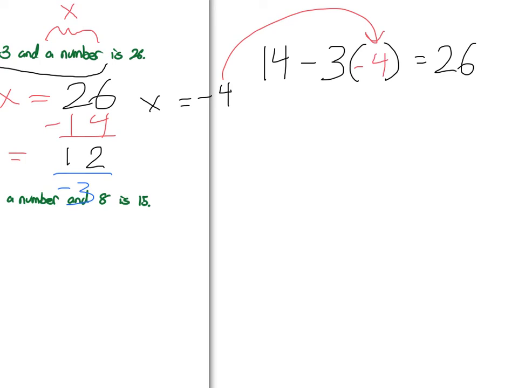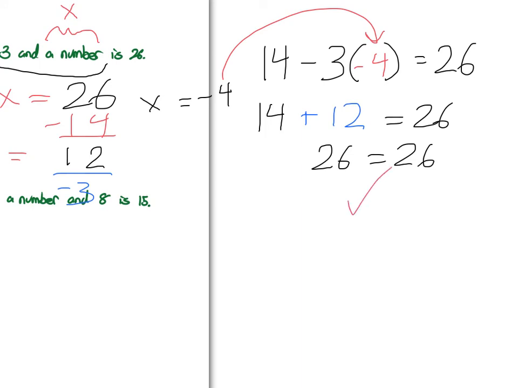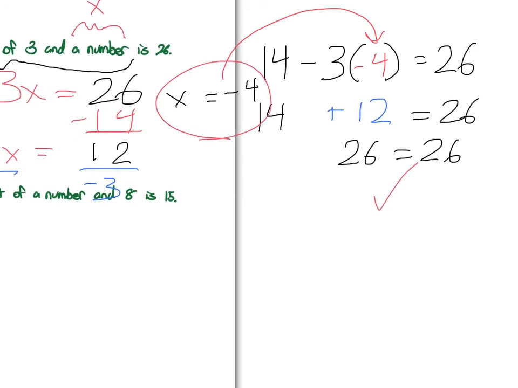Careful. Proper order of operations now, because we're no longer in algebra, there's no more variable. So 14 minus 3 times negative 4. Let's see here. We got 14. Negative 3 times negative 4. Don't forget, a negative times a negative is a positive 12. Is equal to 26. 14 plus 12 is 26. 26 equals 26. So we know we got it. We know the proper solution is, of course, x is equal to negative 4. Notice that we are doing two steps to these equations.